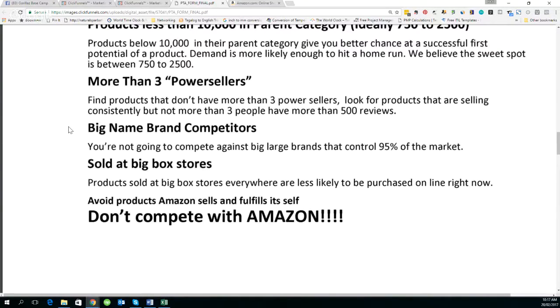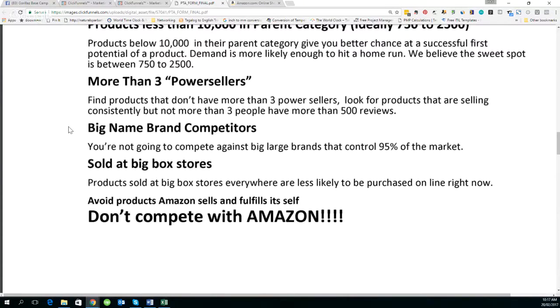Sold out of big box stores. In other words, it's readily available everywhere else you go. So if you go down, fill up with gas, and you can buy one of these at the gas station, it's probably not an ideal product to get into, because you're going to be trying to compete against the impulse buy when you do the groceries, or when you're at the gas station, or some of these other places like Lowe's.